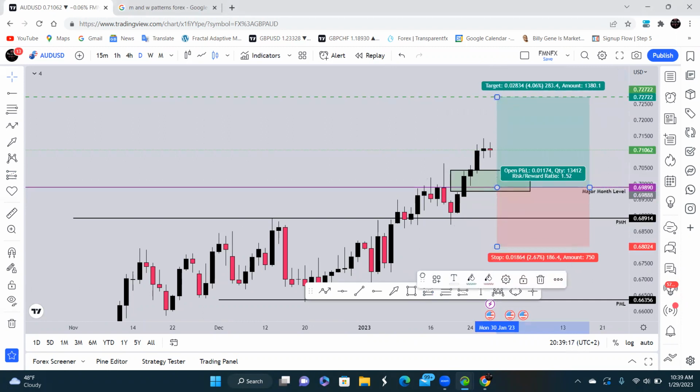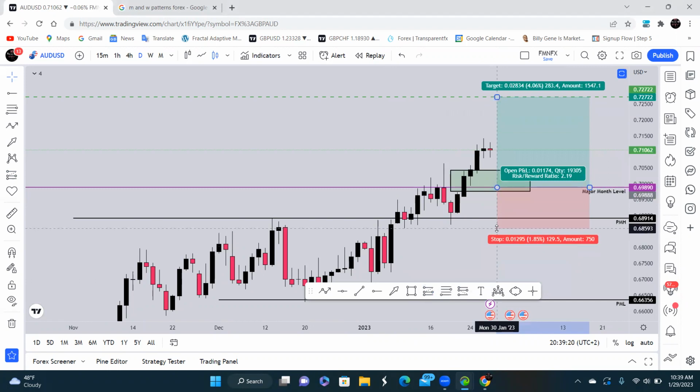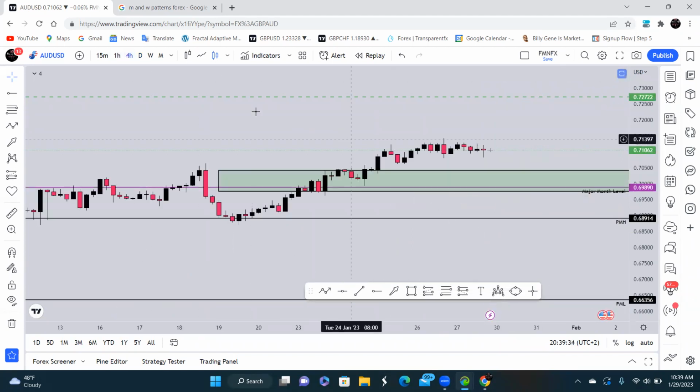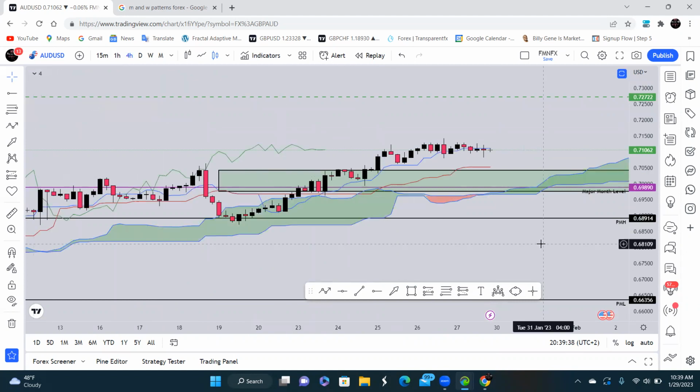All right, so long, kind of ideal. Okay, there we go. It's kind of fat, but it's still a good trade. This is a daily time frame, so there's still a 1 to 2 trade. That's still a great trade. So let's go down to the 4 hour. Let's slap on our Ichimoku, see what we got going.